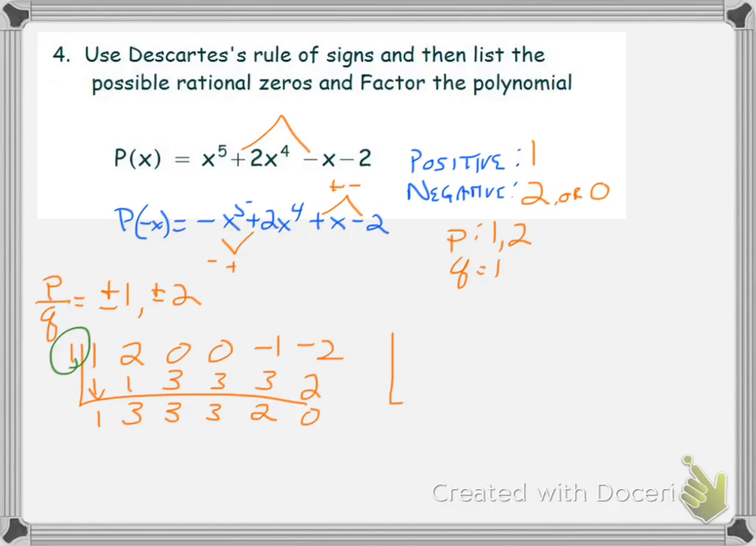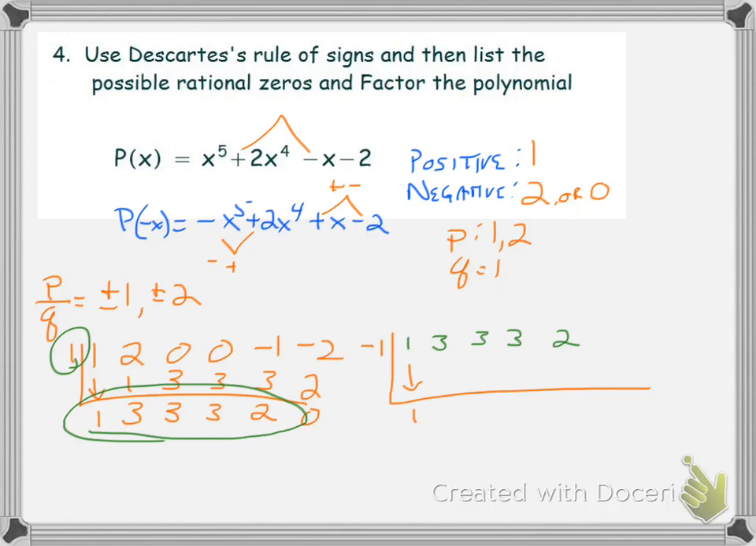So now I'm going to go to negative 1. And I'm going to use these coefficients now. This is now my quartic. So I'm going to use those coefficients, 1, 3, 3, 3, 2. I bring the 1 down, multiply with negative 1, add, multiply, add, multiply, add, multiply, and that combines to be 0 again. So that means that negative 1 is a 0, or negative 1 is a root.